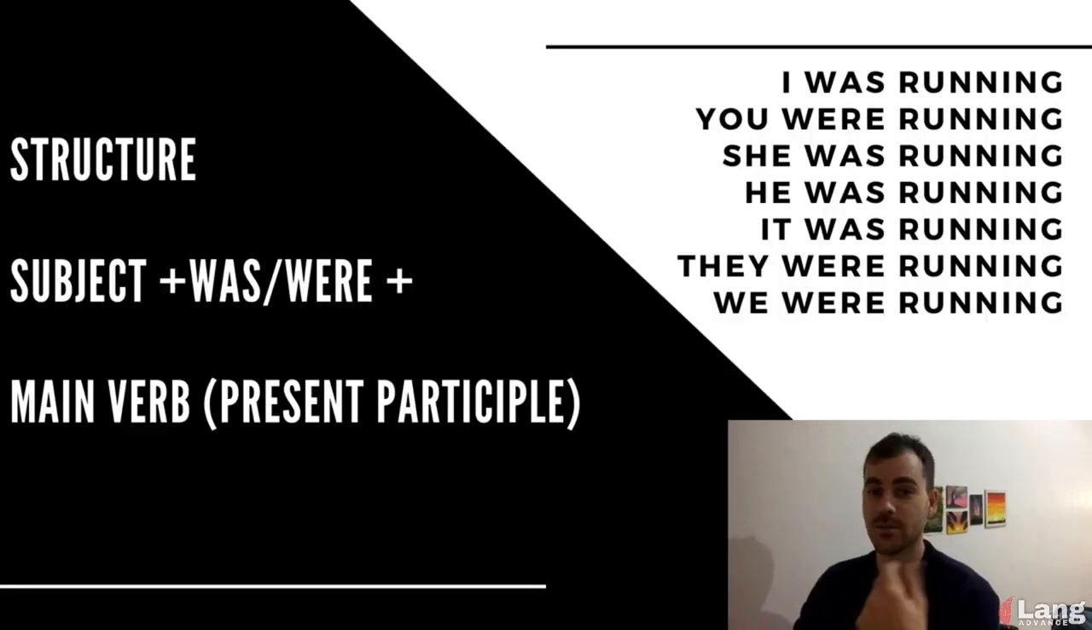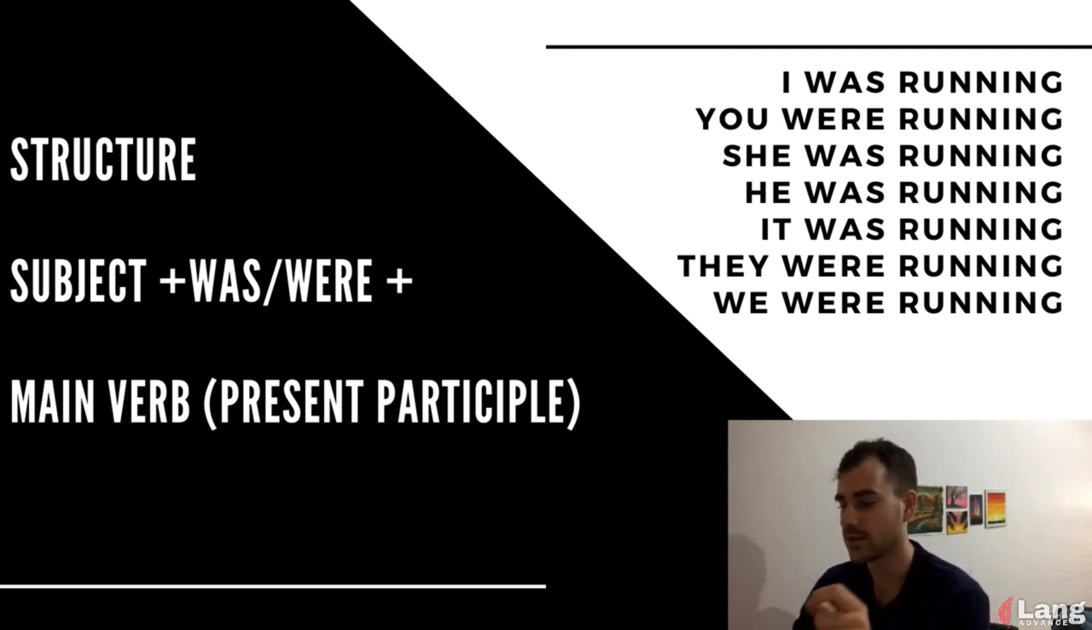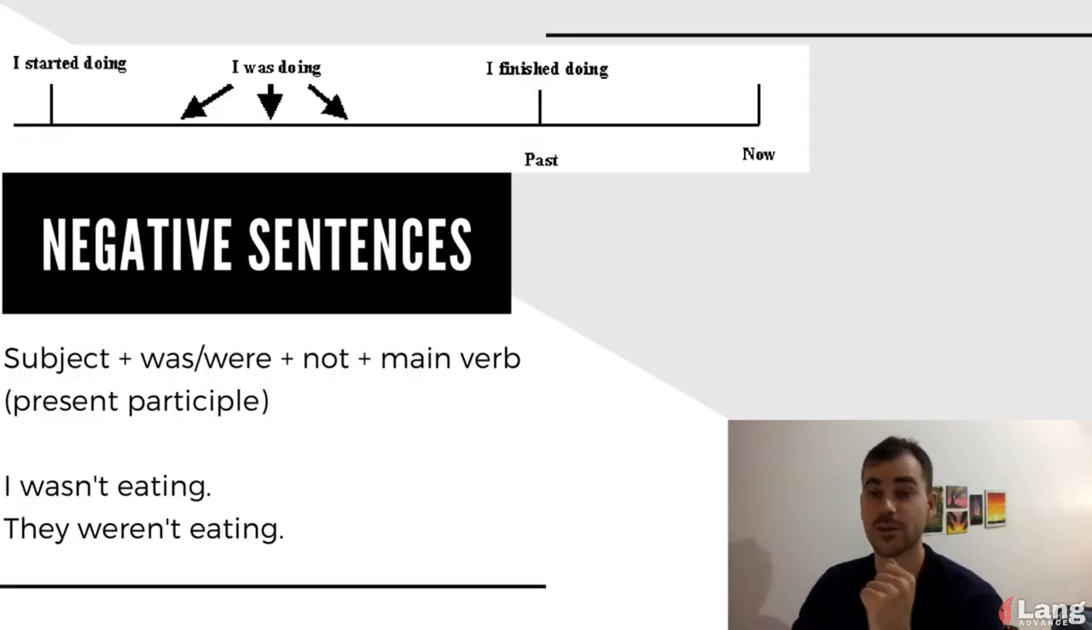The structure of the past continuous is subject plus was or were plus the main verb in the present participle form. Here are some examples. I was running. You were running. She or he was running. It was running. They were running. We were running.